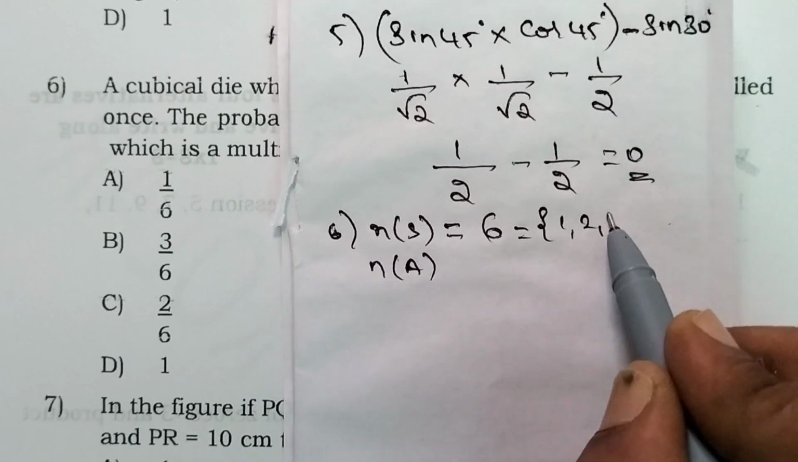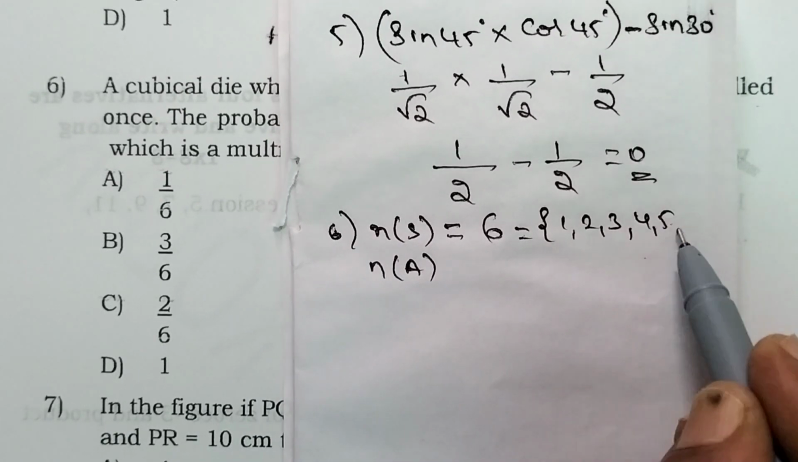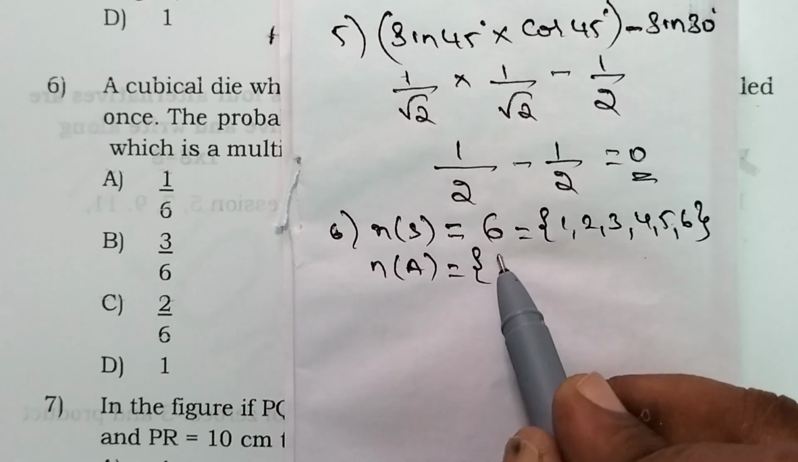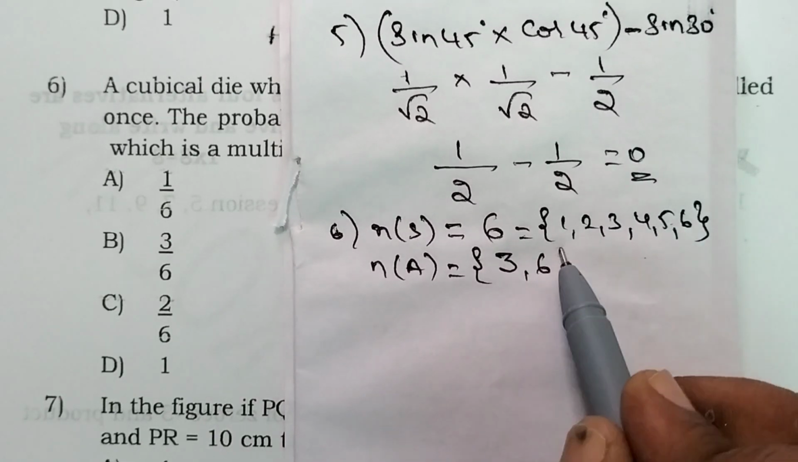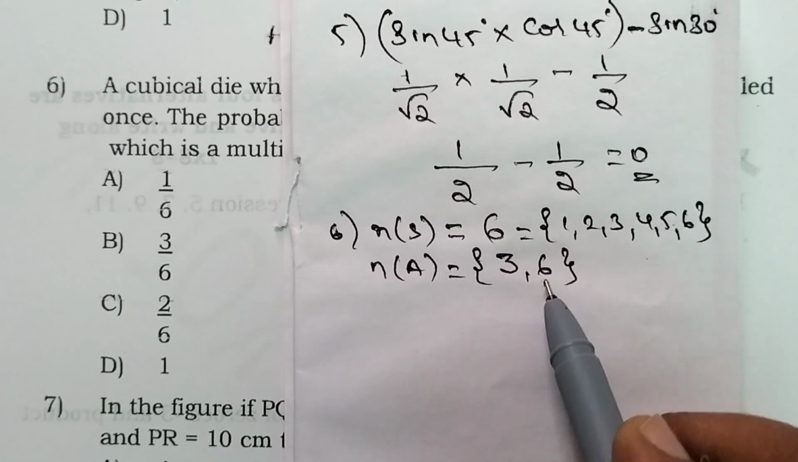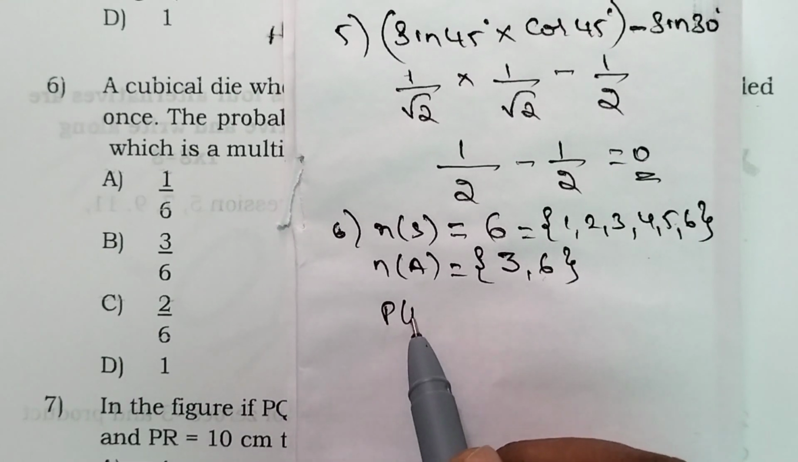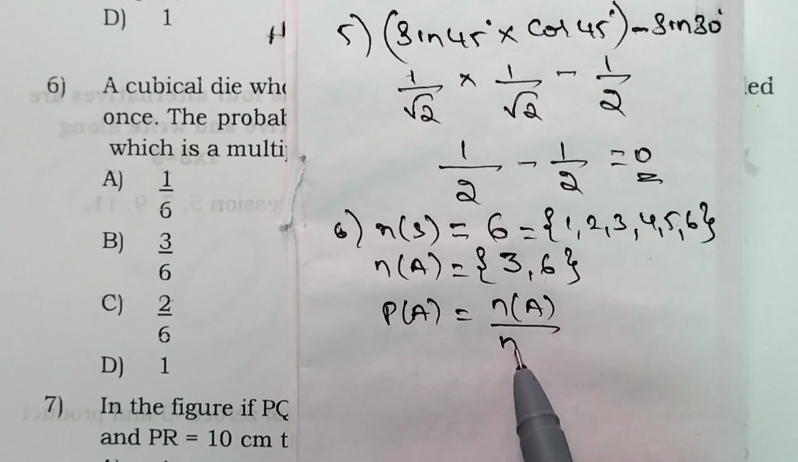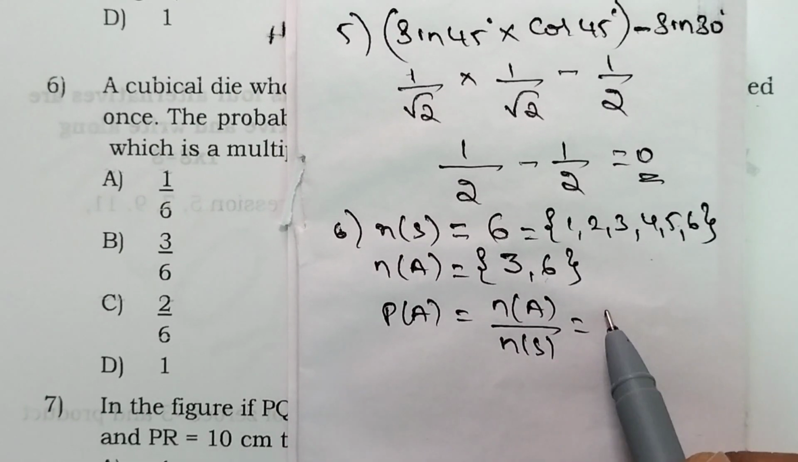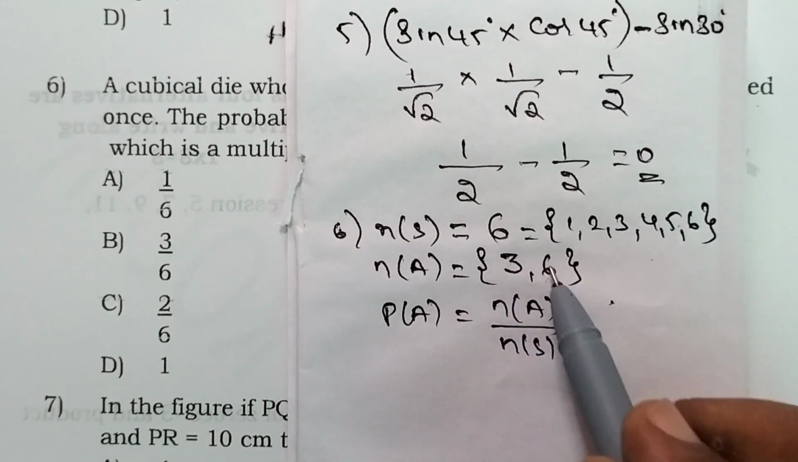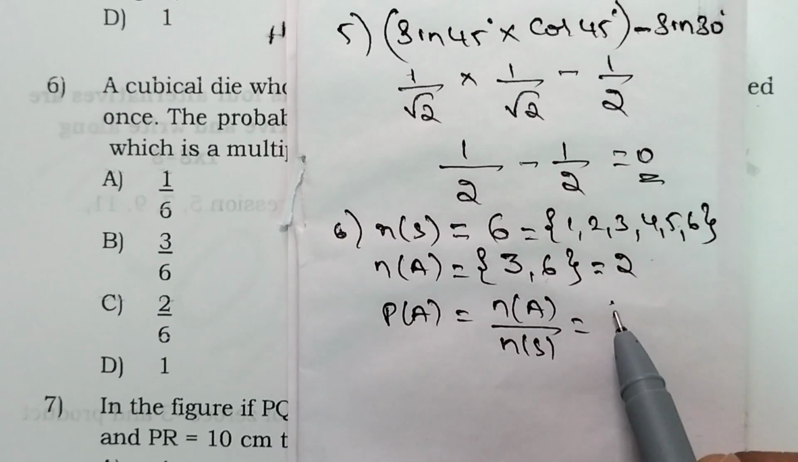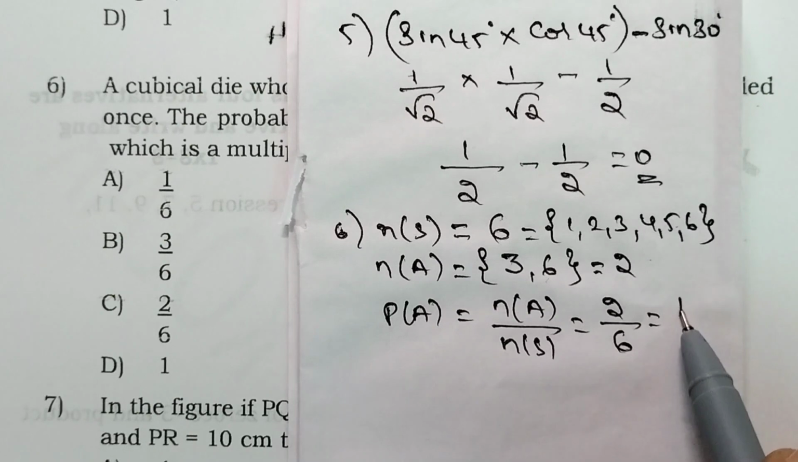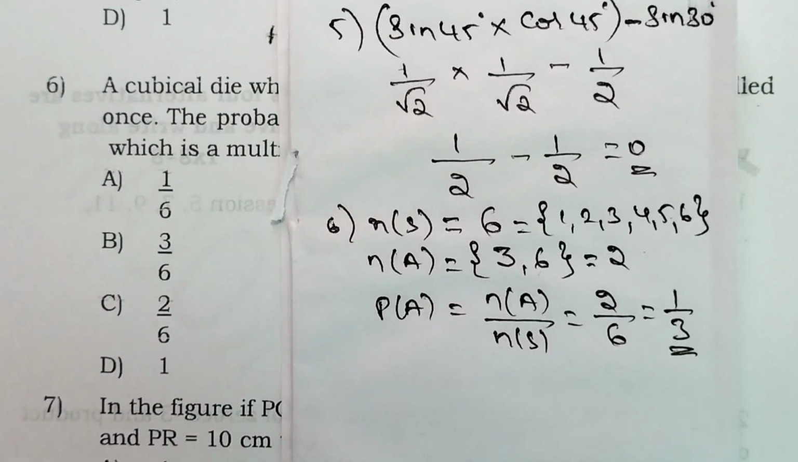So 1, 2, 3, 4, 5, 6. He told multiple of 3. Multiple of 3 means 3 comma 6: 3 ones are 3, 3 twos are 6. So P of A is equal to n of A divided by n of S. n of A is here 3 comma 6, how much? It is 2. n of A is 2, n of S is 6.